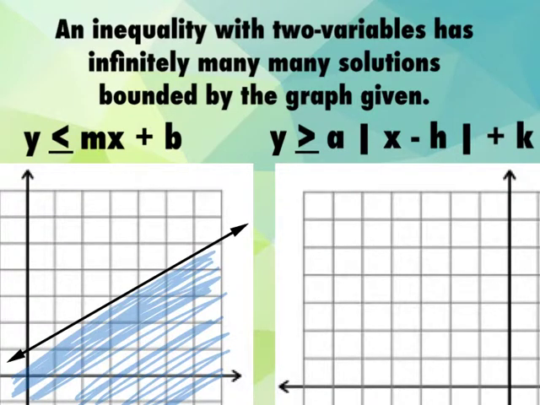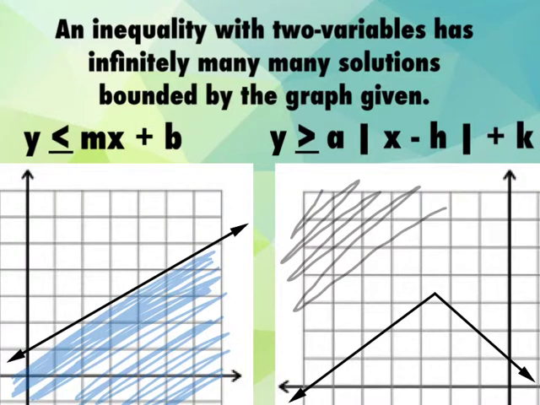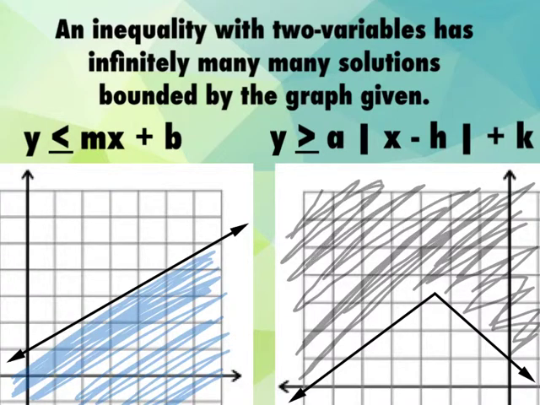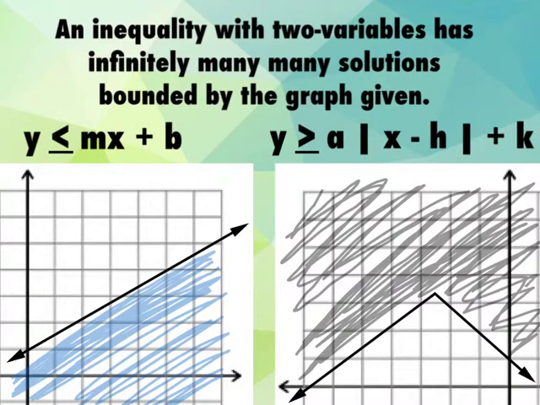If we had an absolute value graph, and it says y is greater than or equal to that, we would graph that absolute value function, and then greater than, we would shade above it. And again, what the shading means is that every single thing in the shaded region solves that inequality and makes it true.